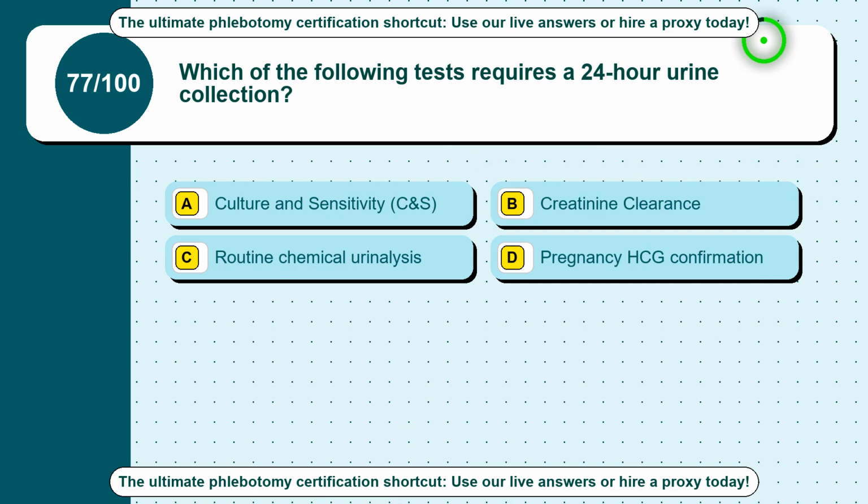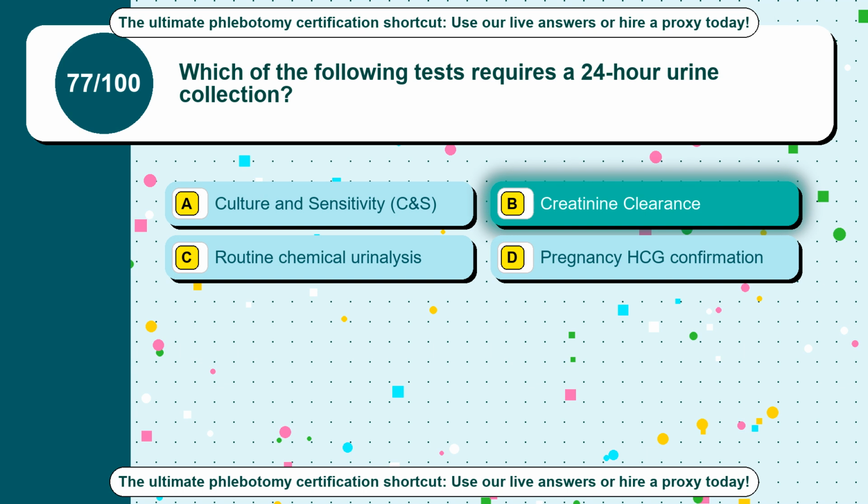Question 77. Which of the following tests requires a 24-hour urine collection? Option A. Culture and sensitivity, C and S. Option B. Creatinine clearance. Option C. Routine chemical urinalysis. Option D. Pregnancy HCG confirmation. The correct answer is option B.